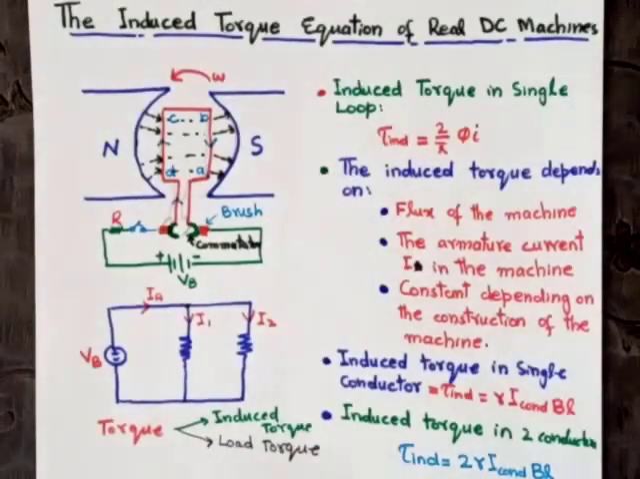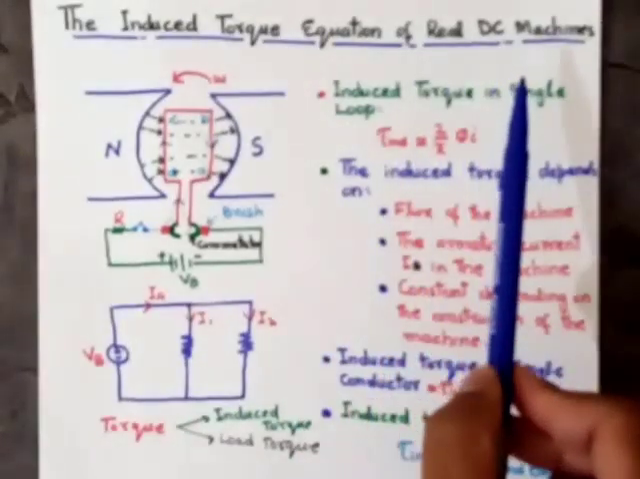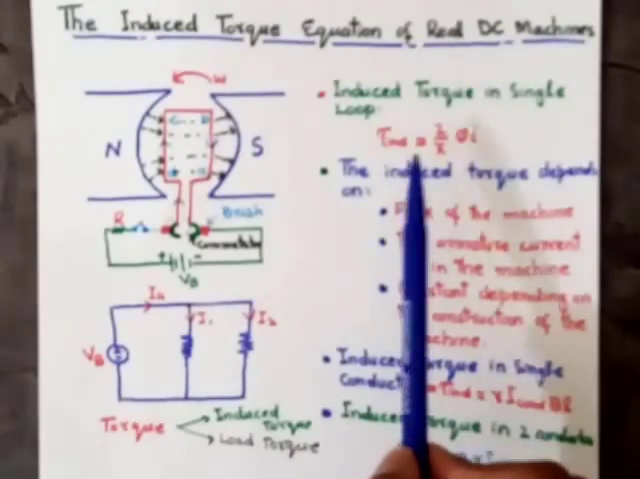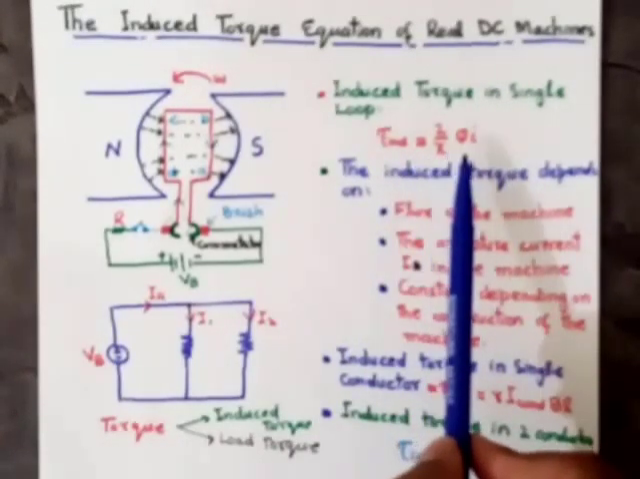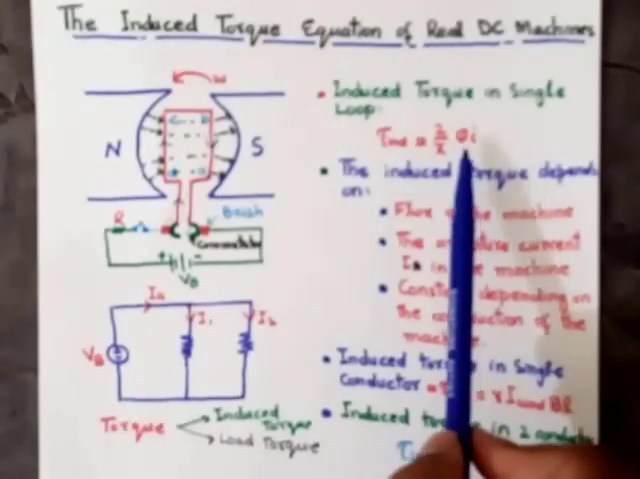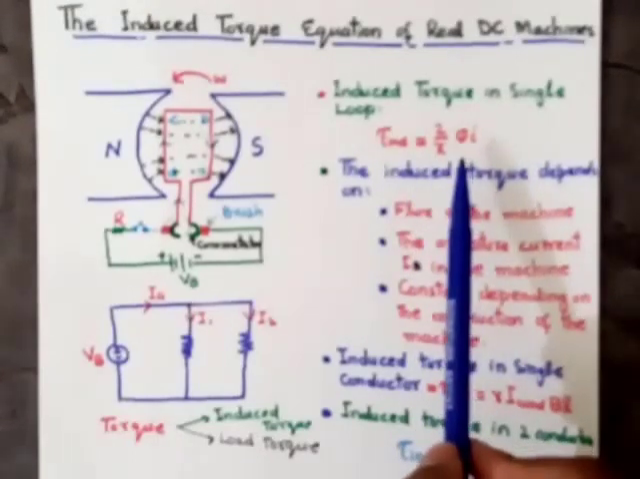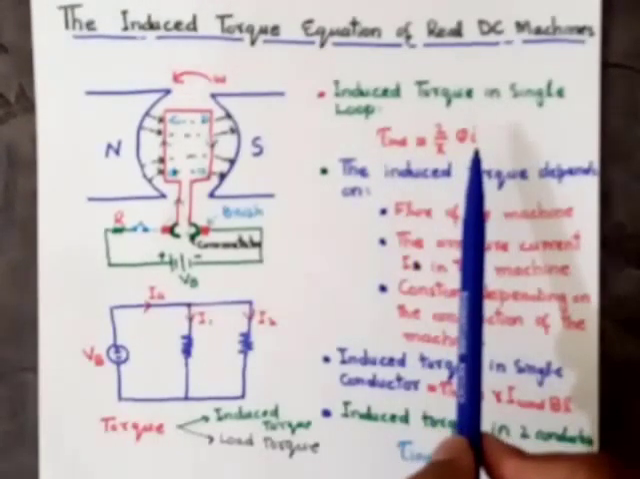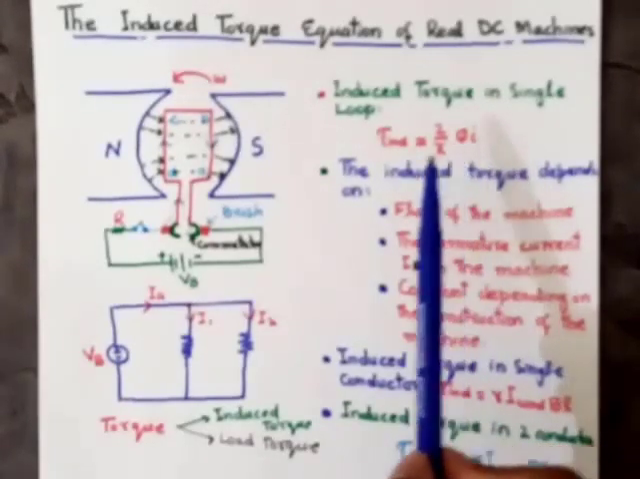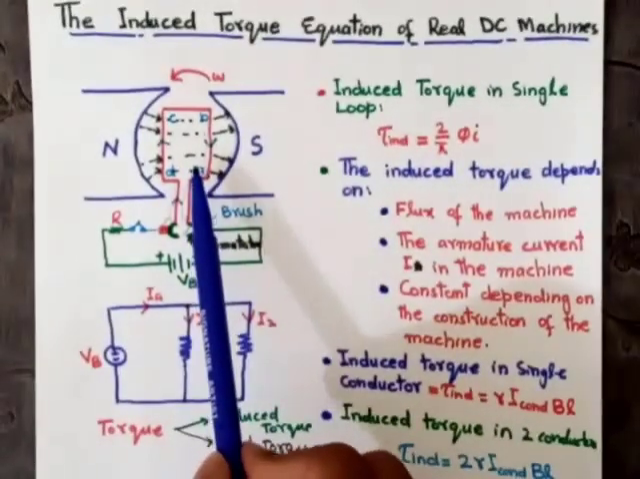Now, we will discuss the induced torque equation of real DC machines. The induced torque in a single loop is tau induced equal to 2 over pi times flux times I. Clearly you can see in this equation, torque is a function of current and flux as well. This is the torque induced equation in case of a single loop.